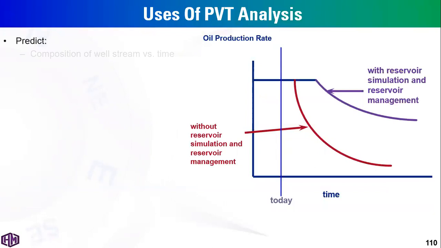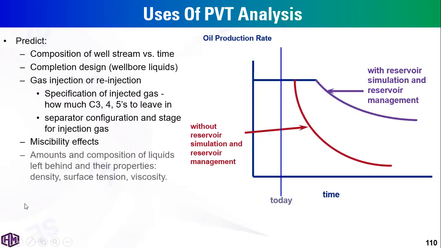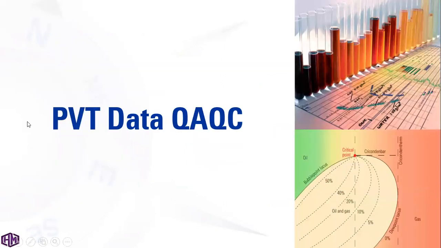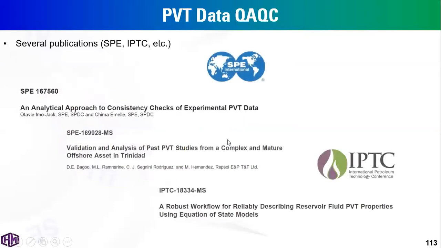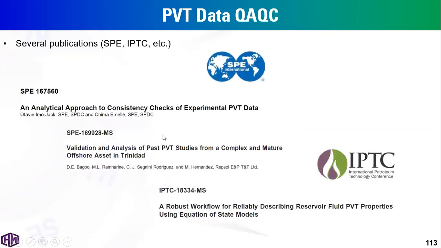And these are the applications of equation of state to predict composition, specifically for compositional simulation, gas injection, combination design, and so on, as well as miscibility parameters. I will not go through these in detail, but now I will highlight PVT data QA QC. We have several publications that highlight the quality check of PVT data. These are some examples and important papers.